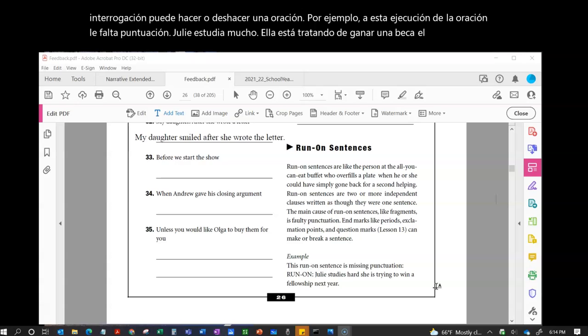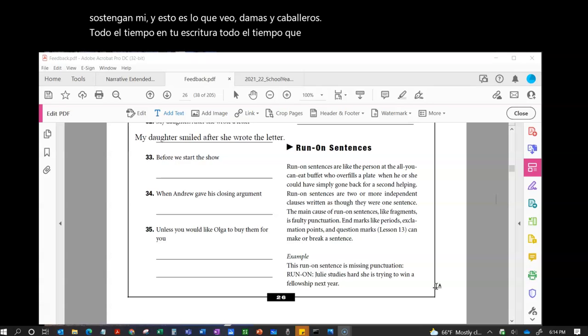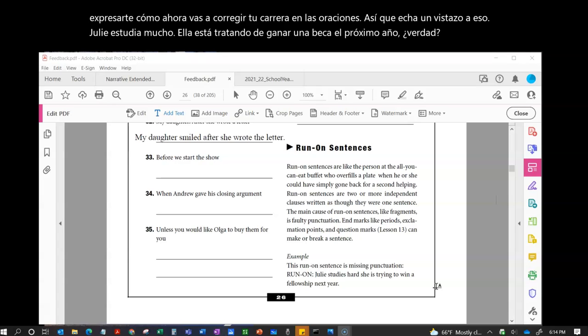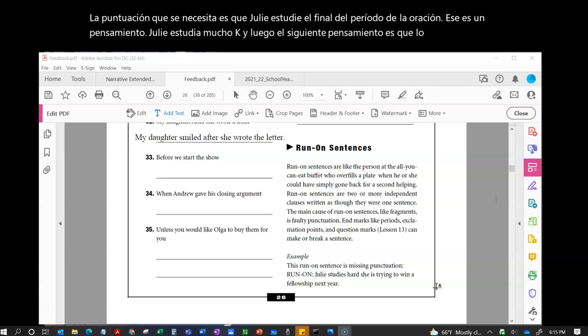Oh, my. And this is what I see, ladies and gentlemen, all the time in your writing. All the time. I want to hold that for like five minutes just to express to you how you are now going to correct your run-on sentences, okay? So take a look at that. Julie studies hard. She is trying to win a fellowship next year. Well, the punctuation that is needed is: Julie studies hard. End of sentence, period. That's one thought. Julie studies hard. Okay? And then the next thought is she is trying to win a fellowship next year.